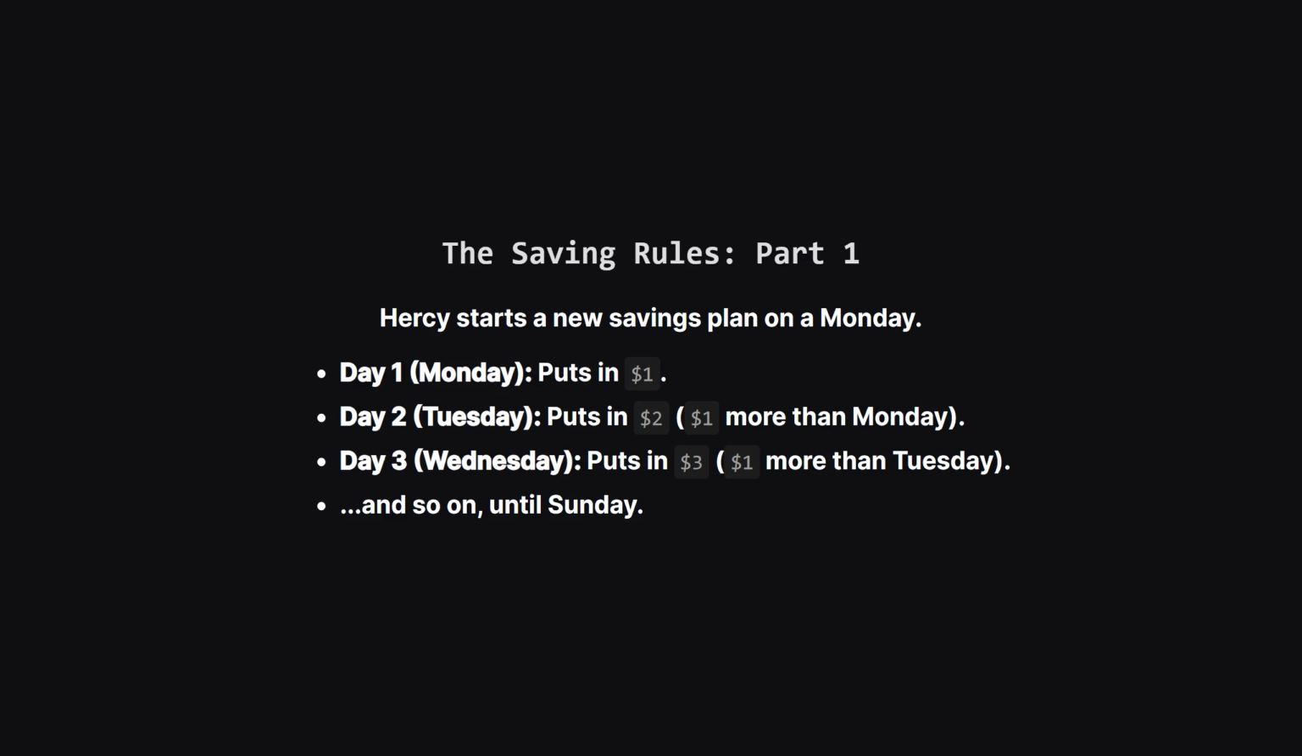Okay, let's look at the core rules. On the very first Monday, Hersey puts in $1. Simple enough. Every day after that, from Tuesday through Sunday, he deposits $1 more than he did the day before. So Tuesday is $2, Wednesday is $3, and this pattern continues through the first week.